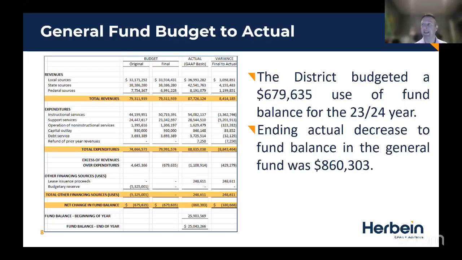So putting everything all together, the revenues and expenditures, you'll see that the district had budgeted for a use of fund balance of $679,000. And then the actual result for the year was a use of $860,000. So looking at an $80 million budget, just a $180,000 variance net at the end of the day. So right in line with what was budgeted. So that brought the ending fund balance in the general fund to just over $25 million at the end of the year.